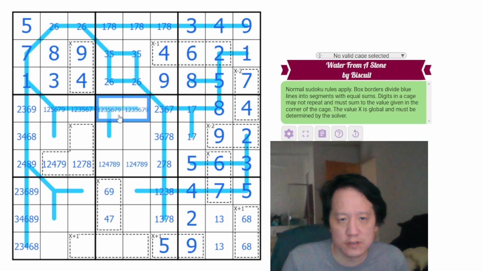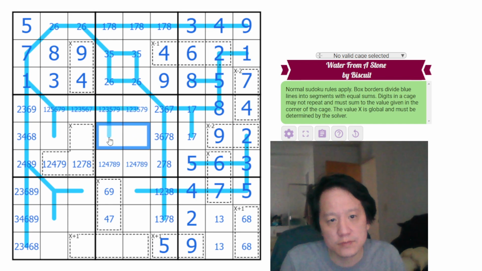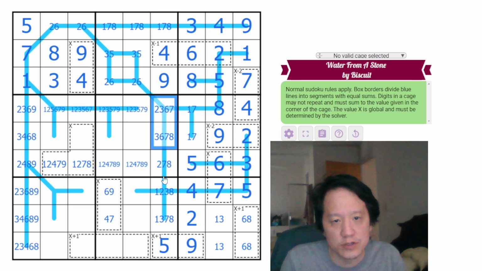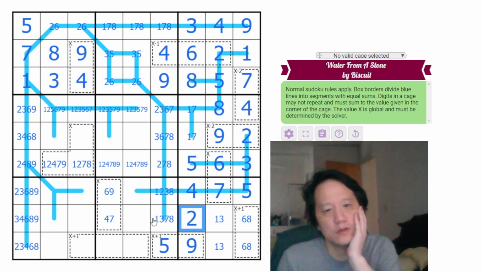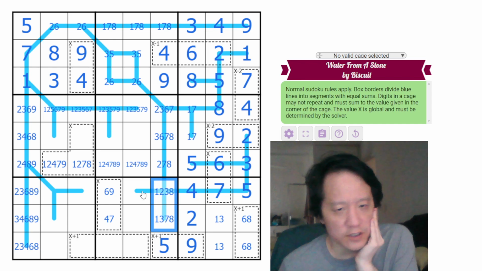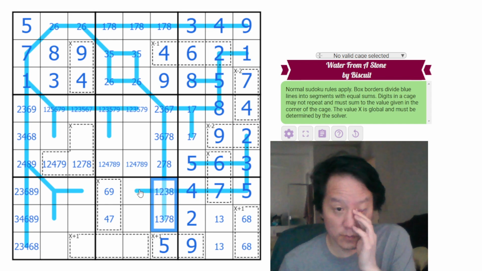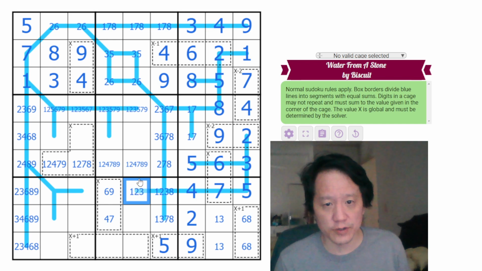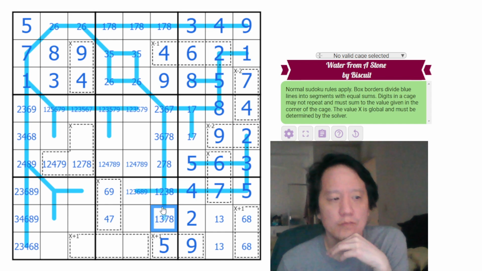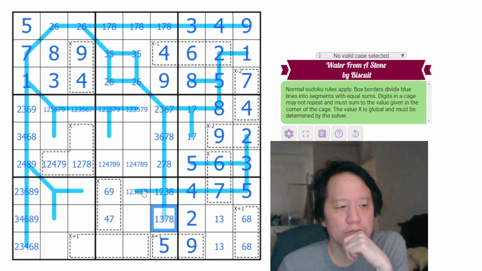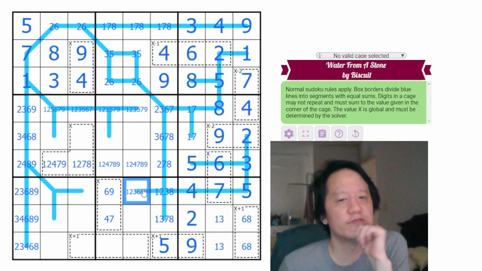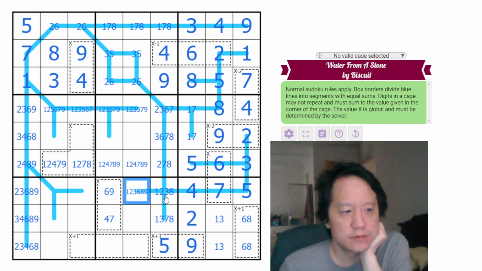So this can't be 6. This can't be 6. So 6 is one of these two. Okay, what can this be? So this is 1, 2, 3, 6, 8, 9. If this is 6, it would have to be 2, 8 or 3, 7, which would make that 1.